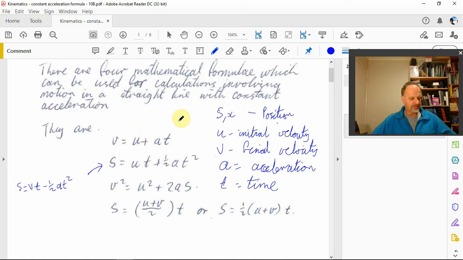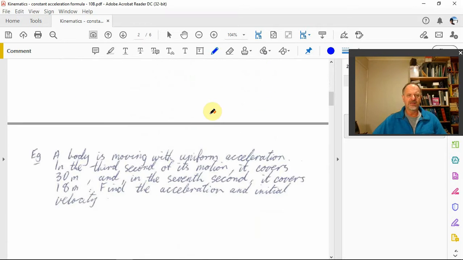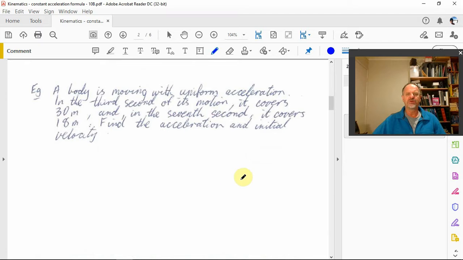So let's look at some examples. So let's look at this one here. It says a body is moving with uniform acceleration. In the 3rd second of its motion, it covers 30 meters. In the 7th second, it covers 18 meters. Find the acceleration and initial velocity.